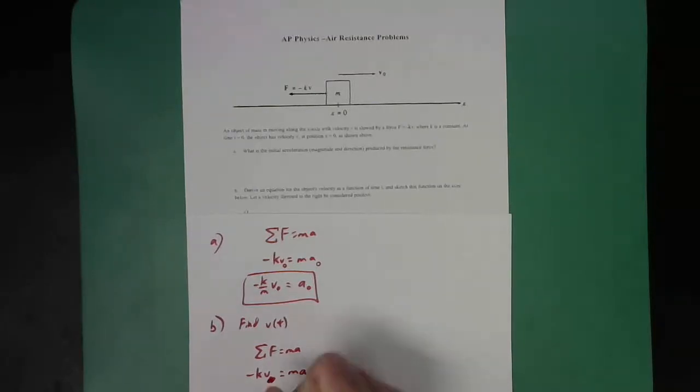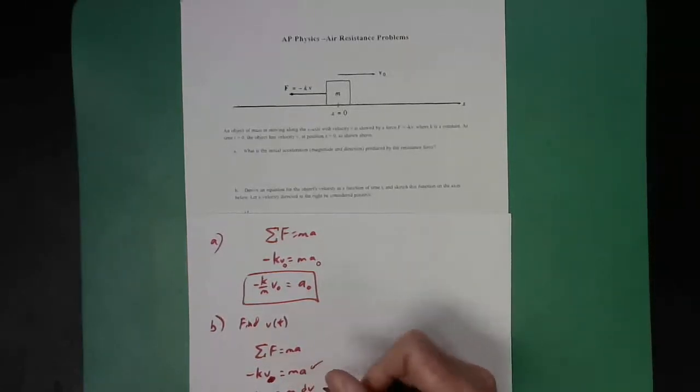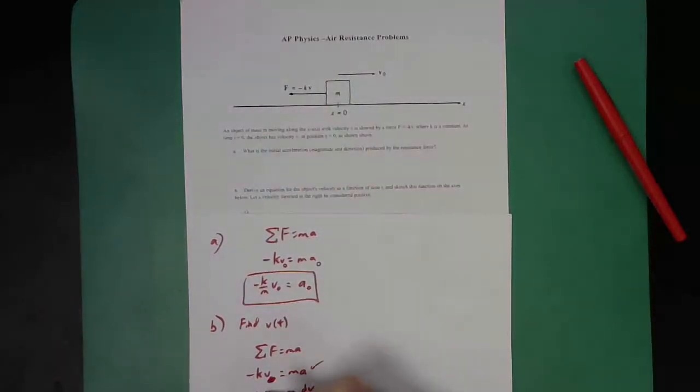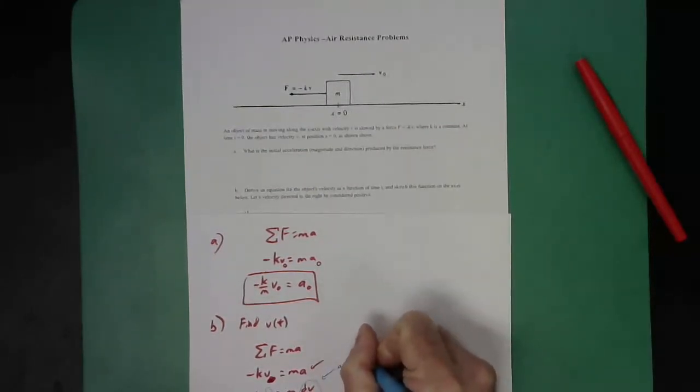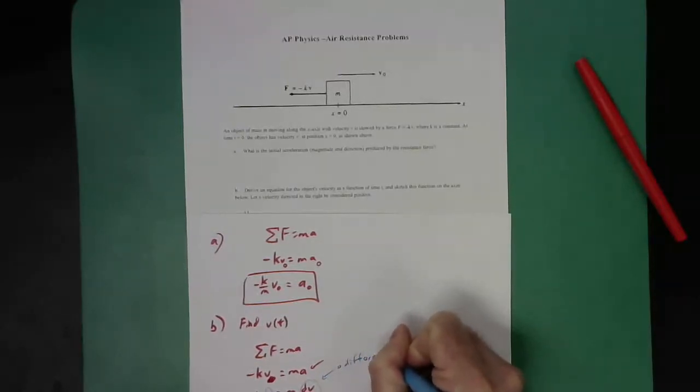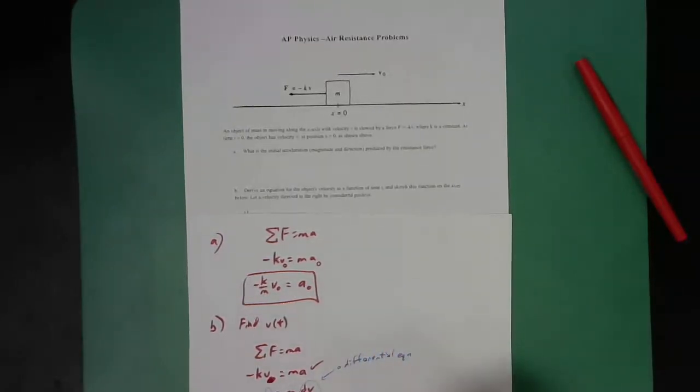So the way I'm going to get time involved is where it says a, we're going to substitute in dv dt, because my acceleration is the rate of change of velocity. That's a base definition of acceleration. Okay, so I have an expression now, and I recognize that in that expression, I have a variable and its derivative. This is what we call a differential equation. And differential equations have their own special rules and techniques to solve. This one, we're going to solve by a technique called separation of variables.